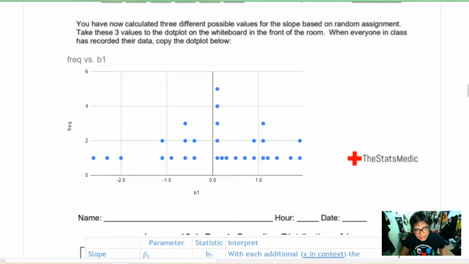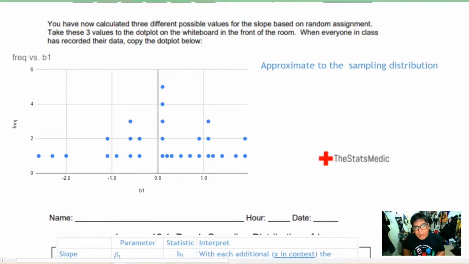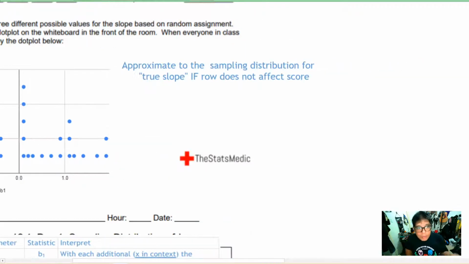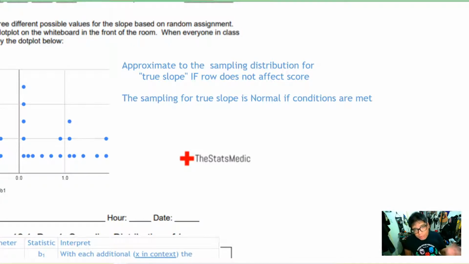I don't know. Let's talk about this dot plot. This is definitely an approximation to the sampling distribution, not just any sampling distribution, the sampling distribution for the true slope, if we assume that the row does not affect the score. That sampling distribution for the true slope is normal if conditions are met. We don't know what conditions at this point, but there are always conditions for an approximately normal distribution.